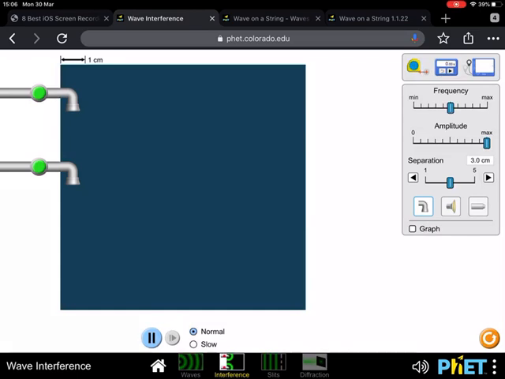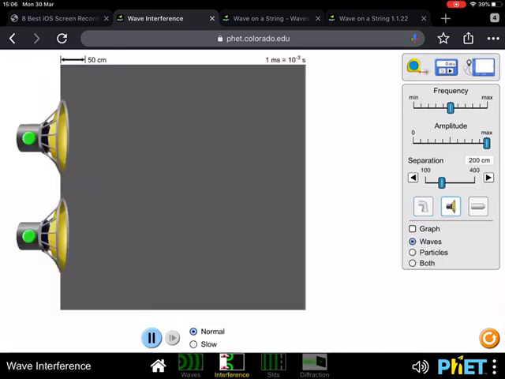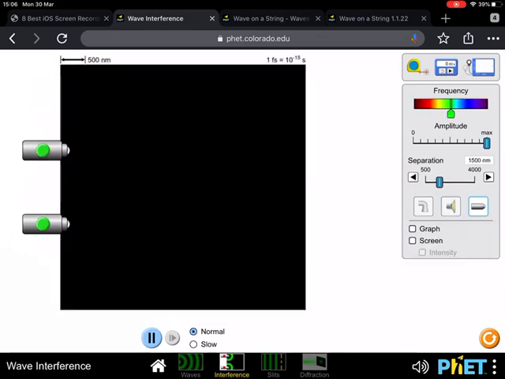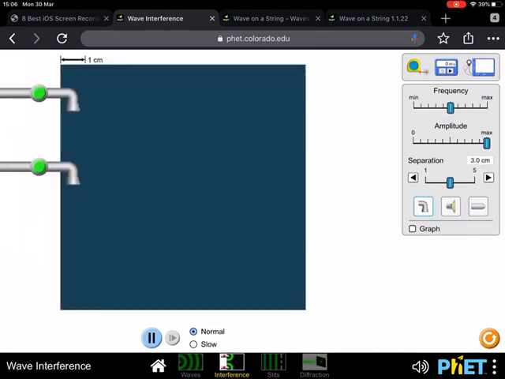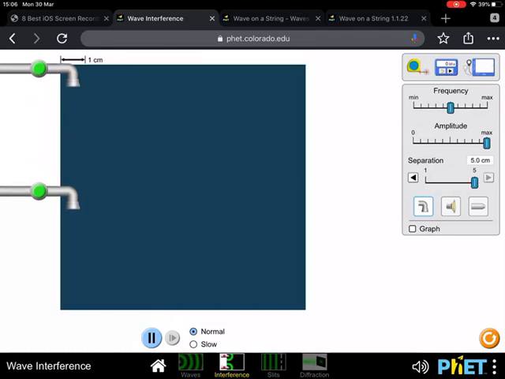So you've got various options. You've got a tap dripping, you've got a speaker, and you've got light. You can do it with others if you want to. I'm going to use the tap dripping because I was talking about water in a pond. Please separate them as much as possible, then it will show up better. And let's turn them both on.